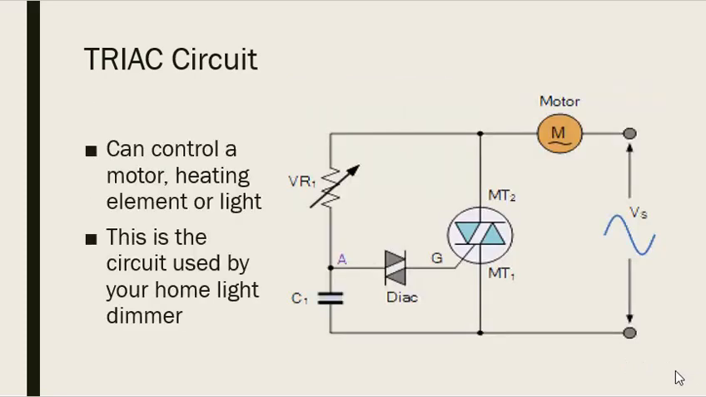So here's an example of a TRIAC circuit, very similar to the SCR one we had. We have a variable resistor and we have a capacitor. We have an RC constant, so we're going to be doing charging. When we get an AC signal, it's going to take a little while, a delay, before it turns on, depending on how big this R is. A DIAC is going to fire and it's going to turn on the TRIAC. And this is a circuit used by your home light dimmer.